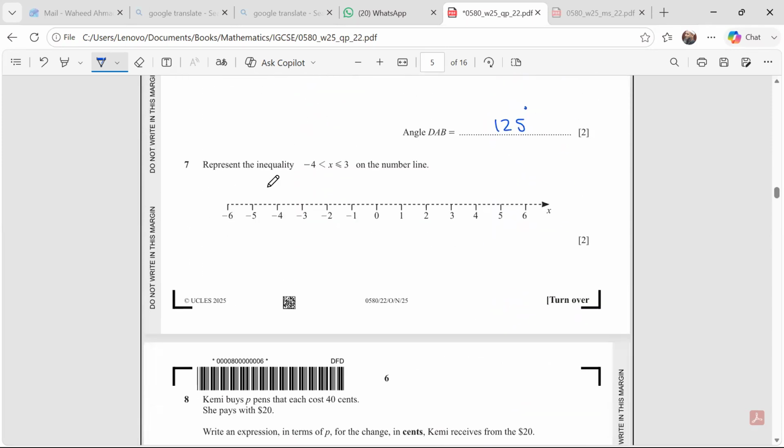Now, represent the inequality x is between -4 and 3. 3 is included, -4 is not included. So what I do is color the line from -4 to 3. But how will I show that -4 is not included and 3 is included? At 3, I put a dot and make it solid. At -4, I make a circle, but I leave it empty. So it means that -4 is not included, but 3 is included.